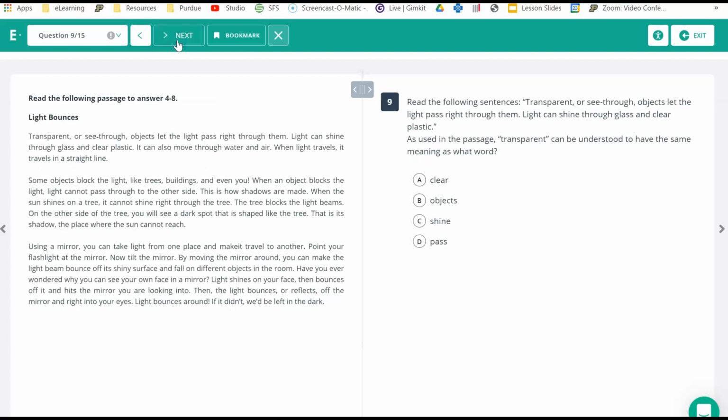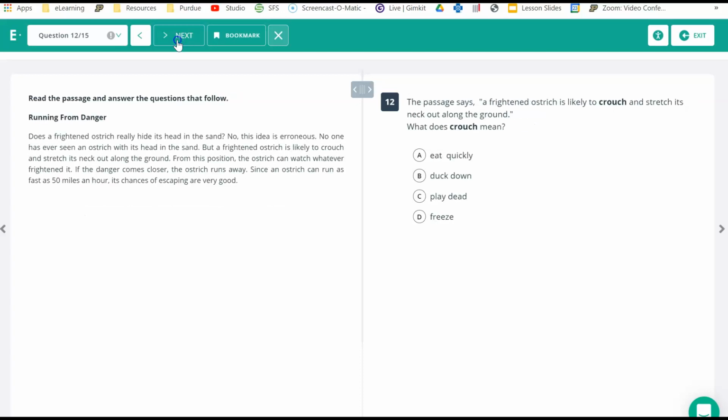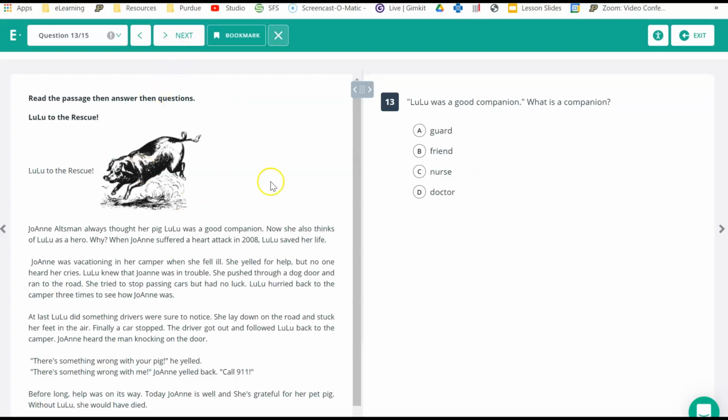Go ahead and click next, and you will complete number 9, 10, 11, 12, 13, 14, and 15. All have the same reading. Read them carefully, and once you are finished, you may submit.